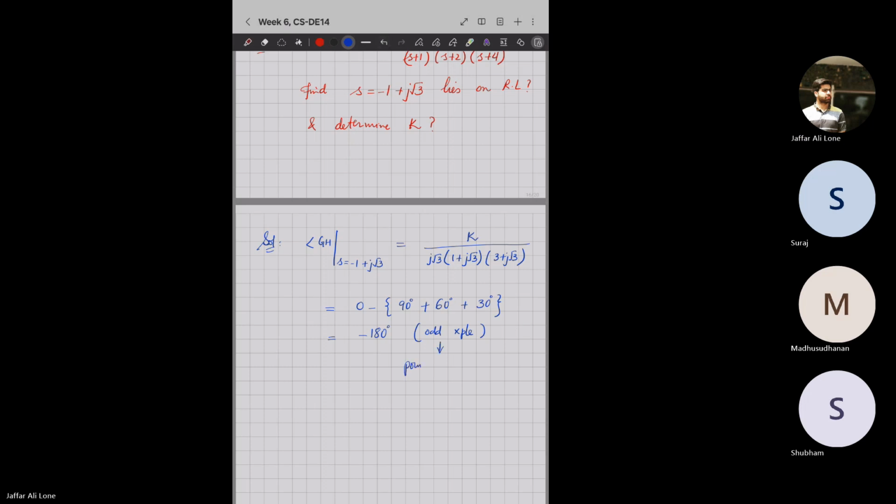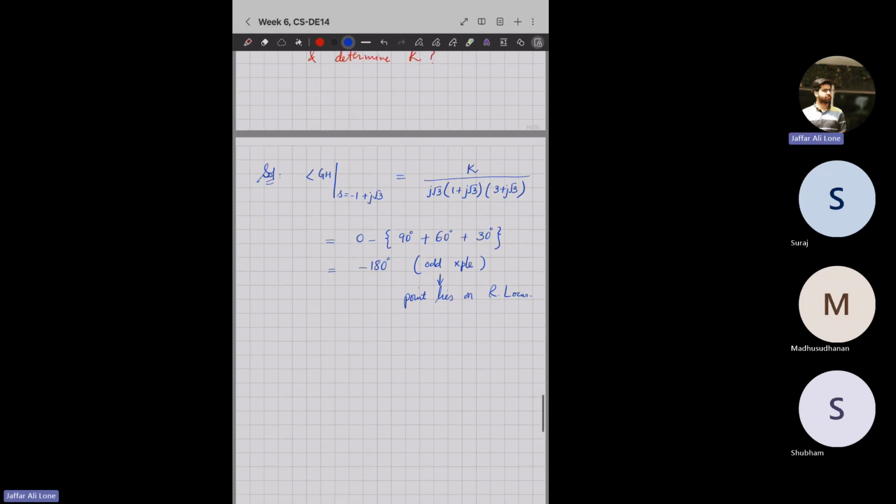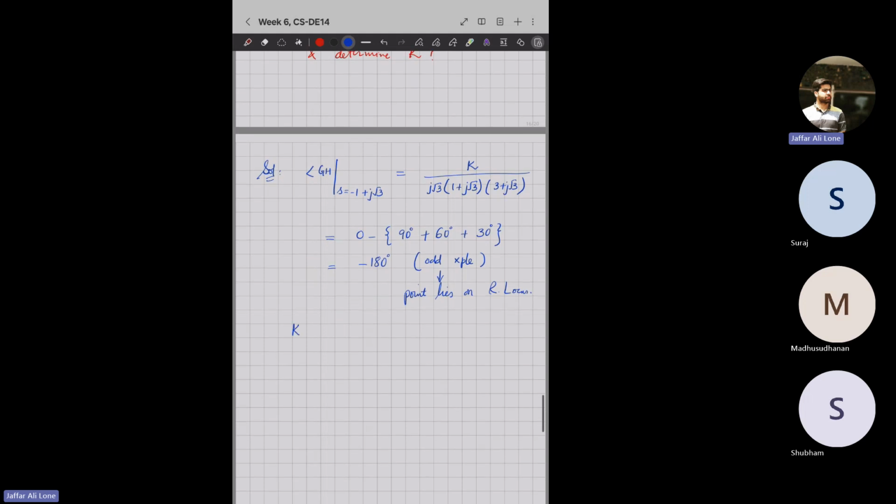The point lies on the root locus. Now you solve the value of k. Just find the magnitude, and after you put in the magnitude condition, that is the magnitude of gh is equal to 1, you'll find the value of k to be equal to 12. So I'll leave that as homework. Just try.